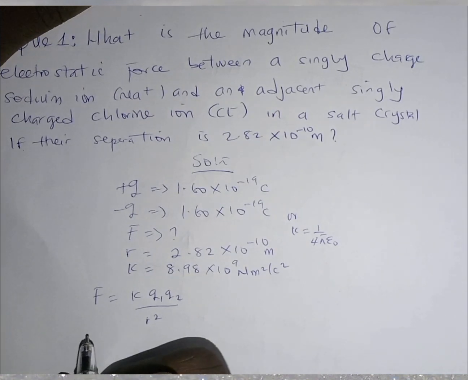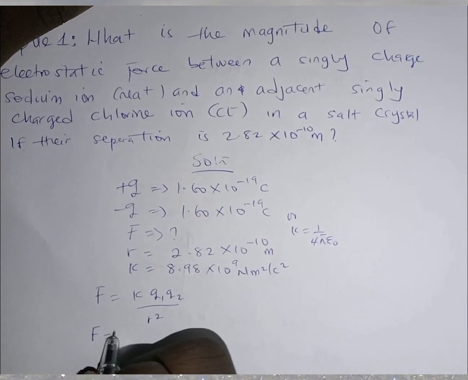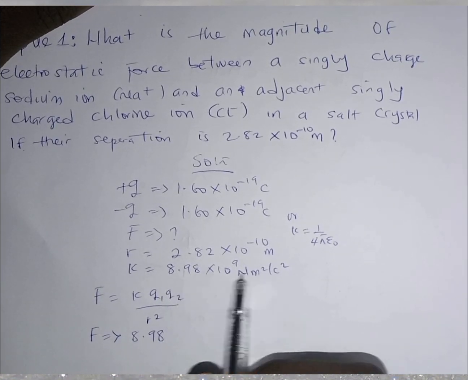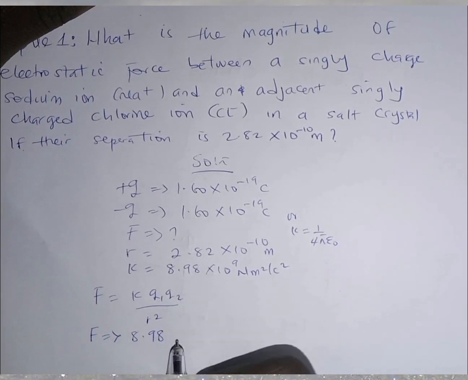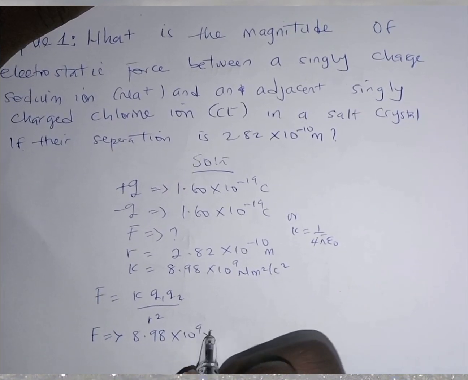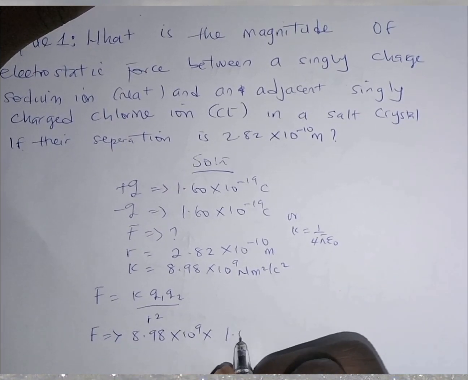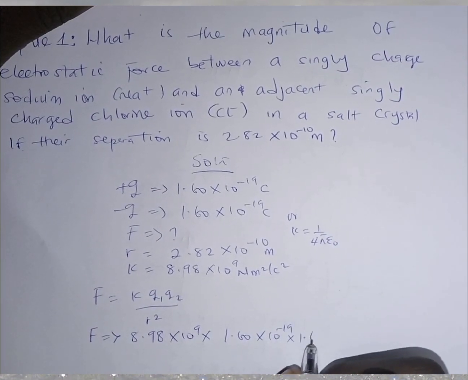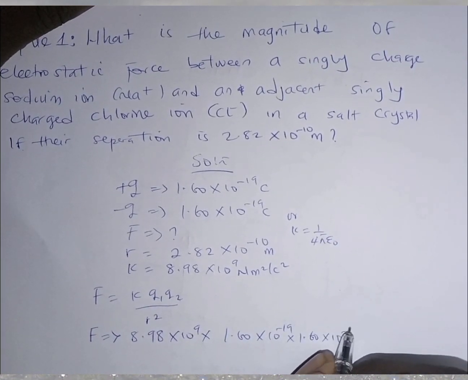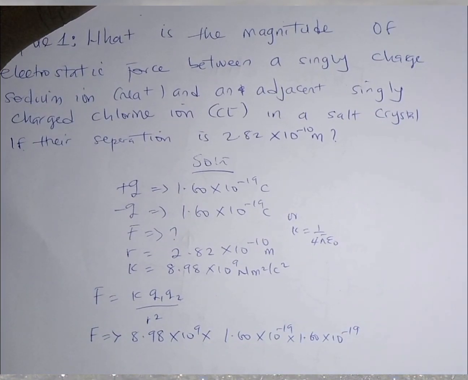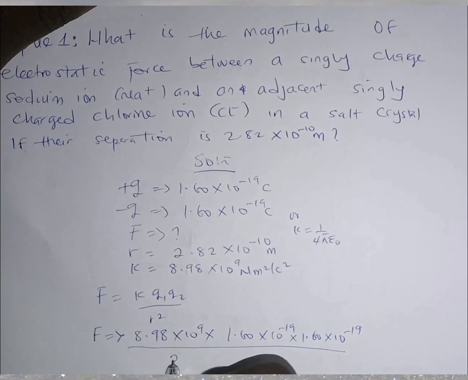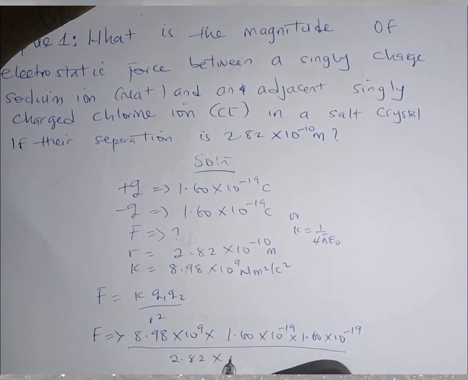So therefore the force of attraction could now be F equals our K, which is a constant that has the constant value always, which is 8.98 times 10 raised to 9, multiplied by Q1 which is 1.60 times 10 raised to minus 19. Q2 is still the same value, times 10 raised to minus 19, all over distance squared, which is r squared, and distance is 2.82 times 10 raised to minus 10, then squared.